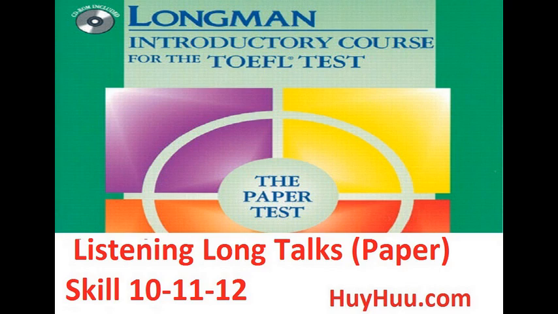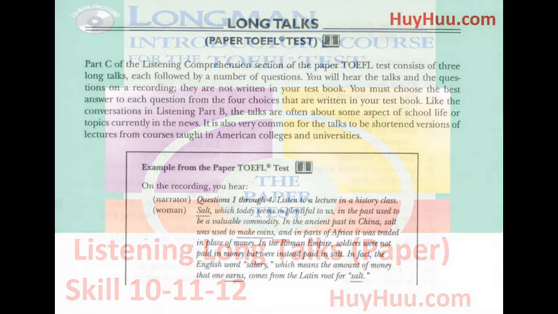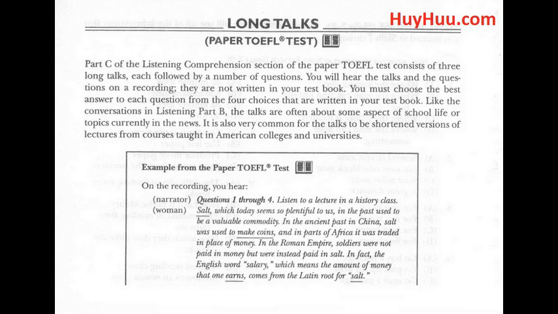Long Talks, Paper. Page 54. Example from the Paper TOEFL Test. Questions 1 through 4. Listen to a lecture in a history class.